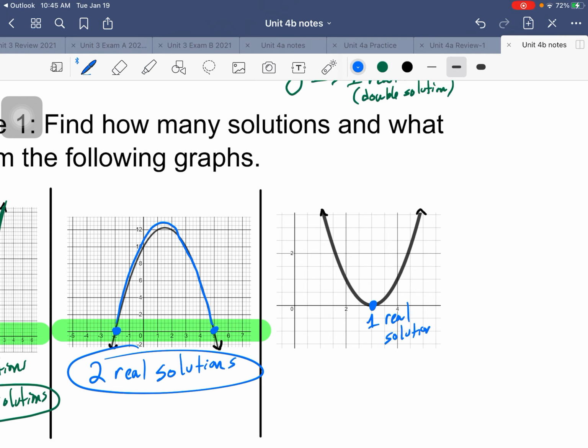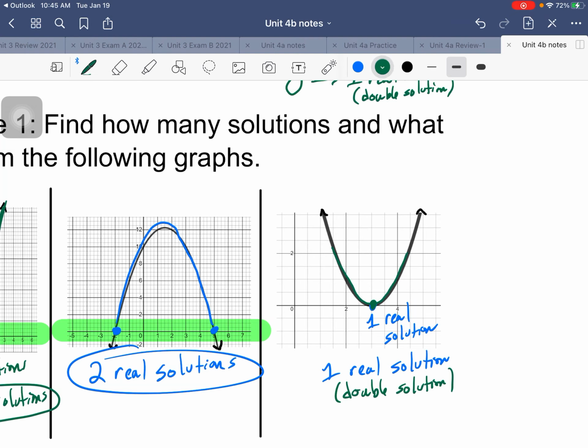This is called one real solution. And anytime the graph, as it's approaching the x-axis, hits it and bounces off, it turns, and the minimum or maximum point is on the graph, this would be called a double solution.